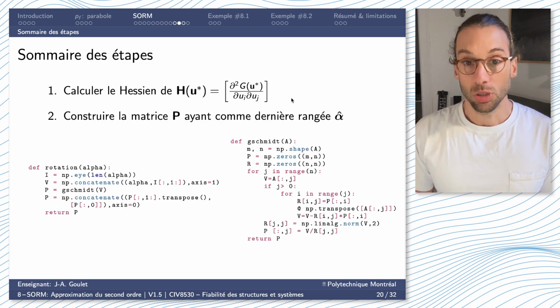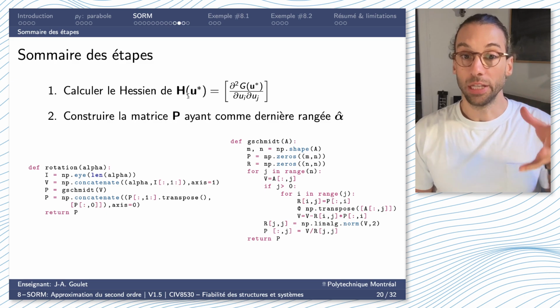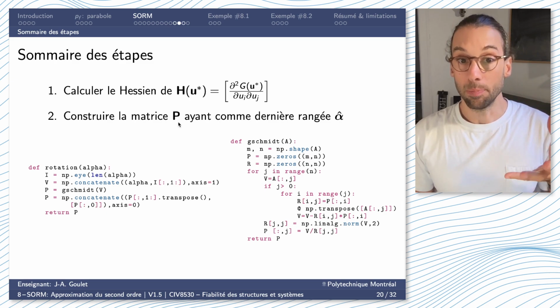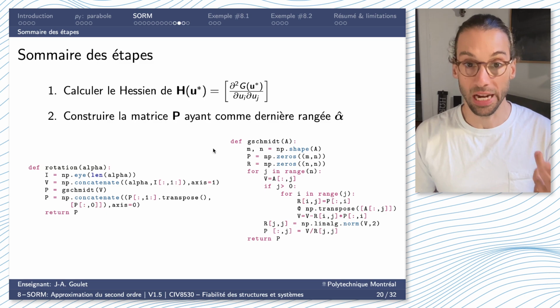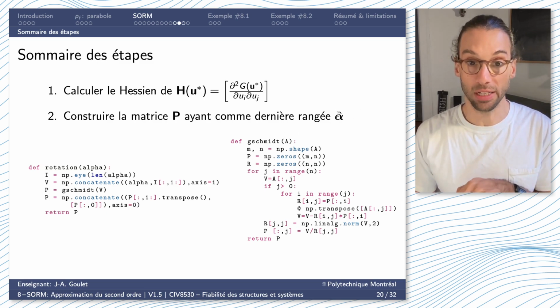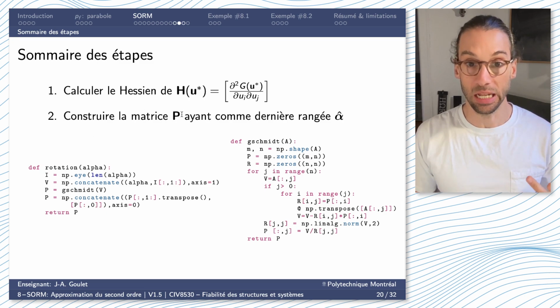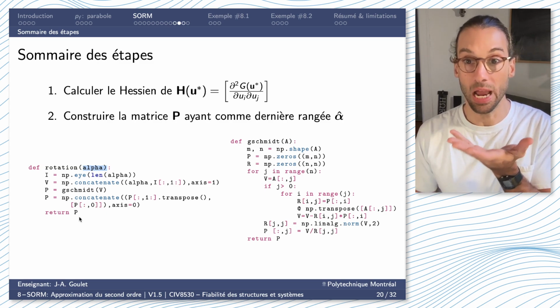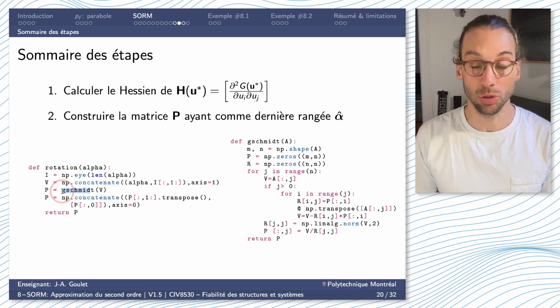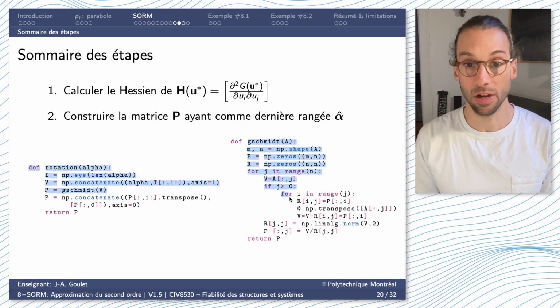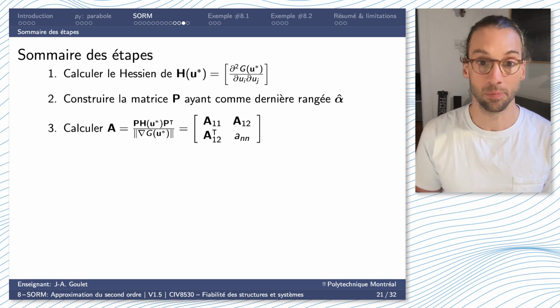Then the second thing, once we have our Hessian, is that we need to find our rotation matrix, because A11 is going to be P times Hessian times P transpose. And that rotation matrix, where the last row is going to be our vector alpha. So that little script will give us directly that P matrix, where you pass as entry the alpha vector, which is going to return P, where the last row is alpha transpose. And this calls the Gram-Schmidt decomposition or the Gram-Schmidt algorithm, which is defined in this script on the right-hand side.